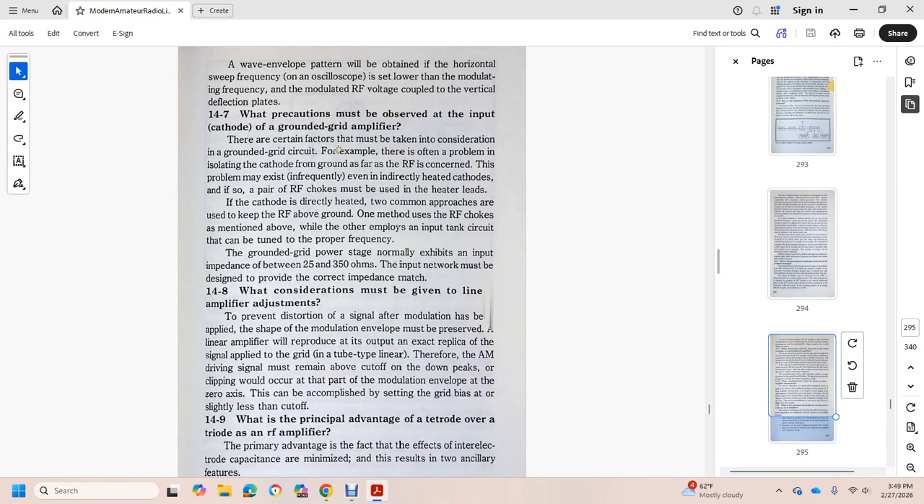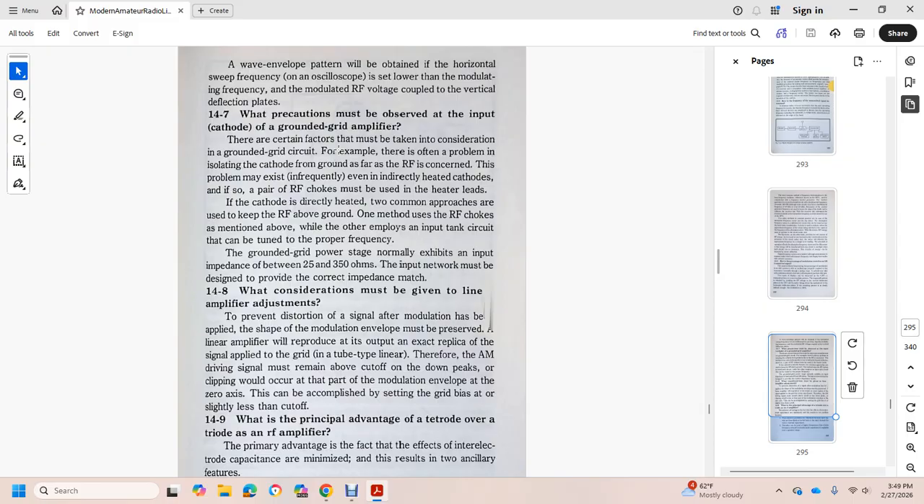Consideration must also be given to the line and amplifier adjustment to prevent distortion. The amplifier must preserve the shape of the modulation envelope, so it must be linear, and the output must replicate the signal applied to the grid of the tube. Therefore the amplitude of the drive signal must remain above cutoff, since downward peaks driven past cutoff would be clipped and would lose part of the modulation envelope at the zero axis.